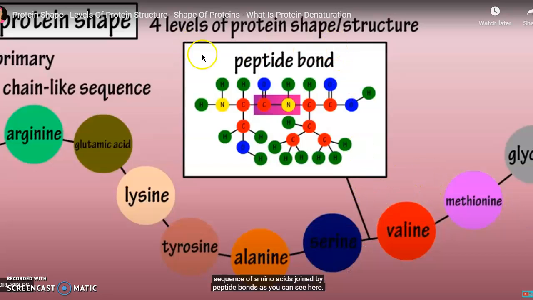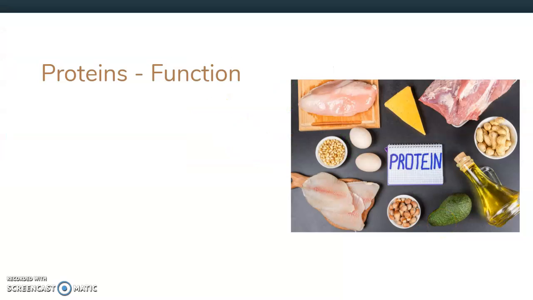So this is our primary sequence. We have a nice chain of our different amino acids. They all have different names. And then as we, oh, sorry.